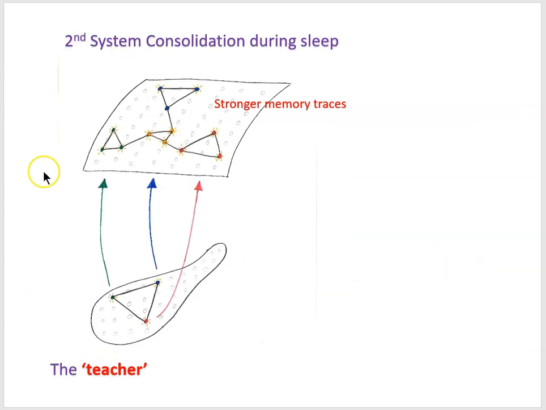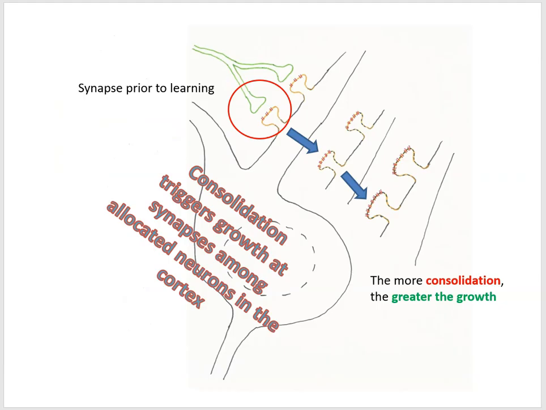And of course, after the second study session, we go to sleep and we have our second round of system consolidation. So whether this is the same or a different hippocampal memory trace doesn't matter. It's the teacher, and it's going to strengthen those cortical memory traces. And so now we have strong cortical memory traces linked together, and we're starting to build a long-term memory for the information we learned. And again, between those allocated neurons, what's going on is a strengthening of synapses. And each time we undergo system consolidation, we can strengthen those synapses. We can grow those spines and put more receptors in and strengthen the communication between neurons. So the more consolidation, the greater the growth.